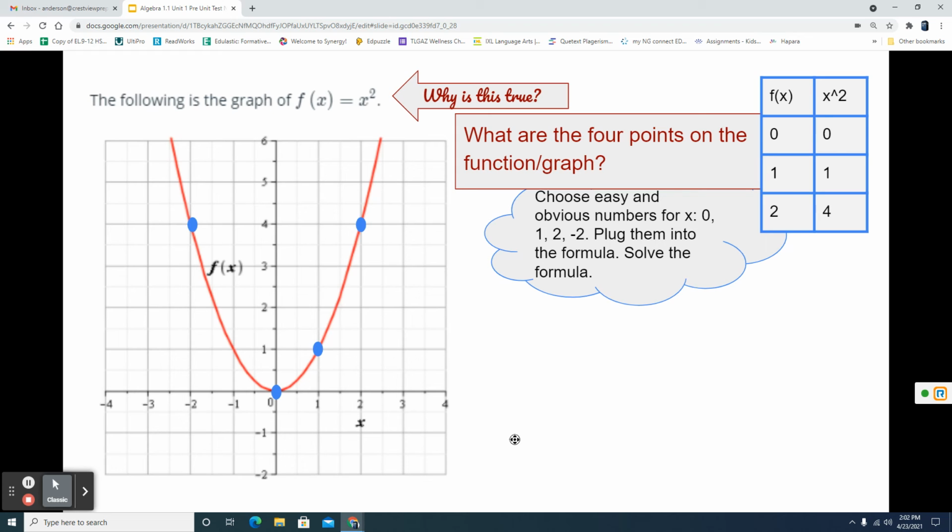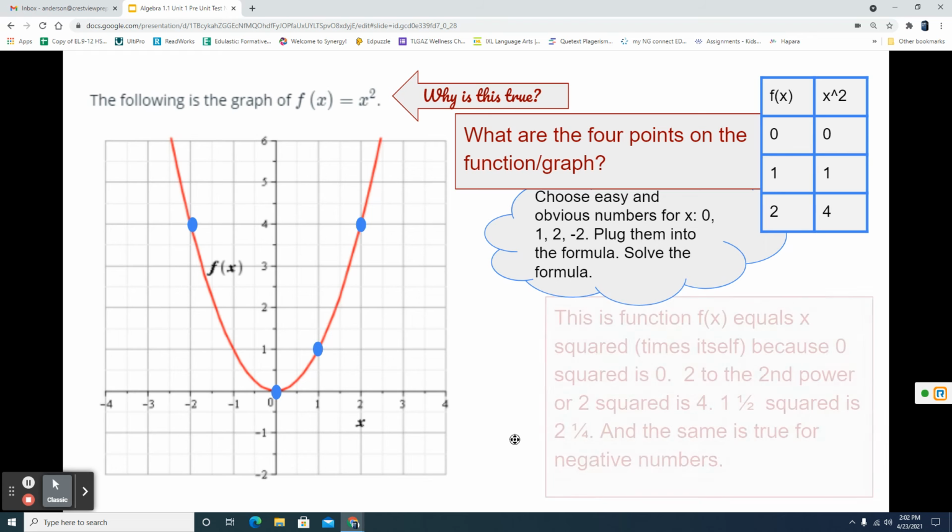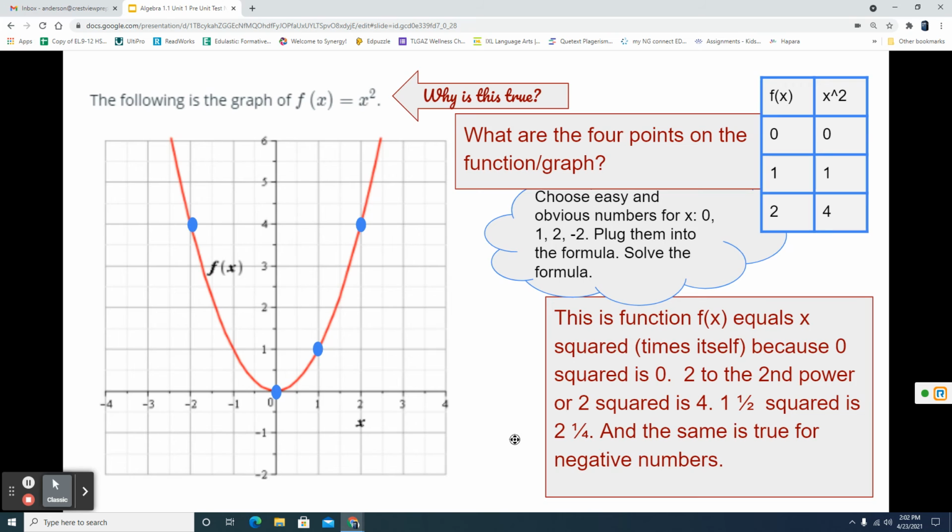0 to the second power is 0. 1 to the second power is 1. 2 to the second power is 4. This is function f of x equals x squared, or x times itself, because 0 squared is 0, 2 squared is 4, and 1.5 squared is 2 1/4. Yes, I went there and looked at using 1.5, going up and seeing, would I really land at 2 1/4? And indeed I do.